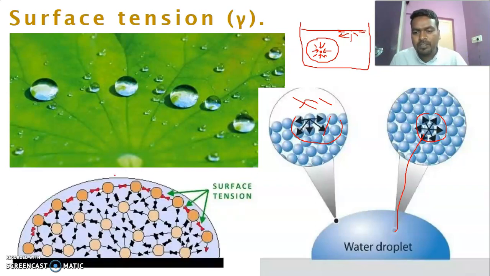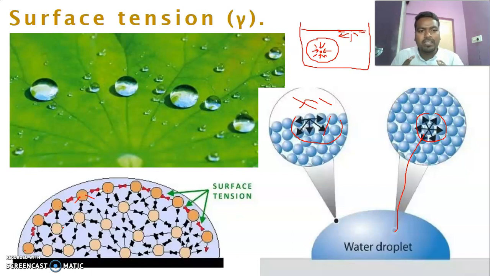So let us observe here. These are the molecules on the surface, and they experience unequal forces. Here there is an equal force of attraction in all directions, but in this case only an inward pull acts, from the second layer molecules just below the surface molecule. This inward attraction is responsible for the spherical shape. If the inward pull is more, the spherical shape is more, and it occupies minimum surface area.